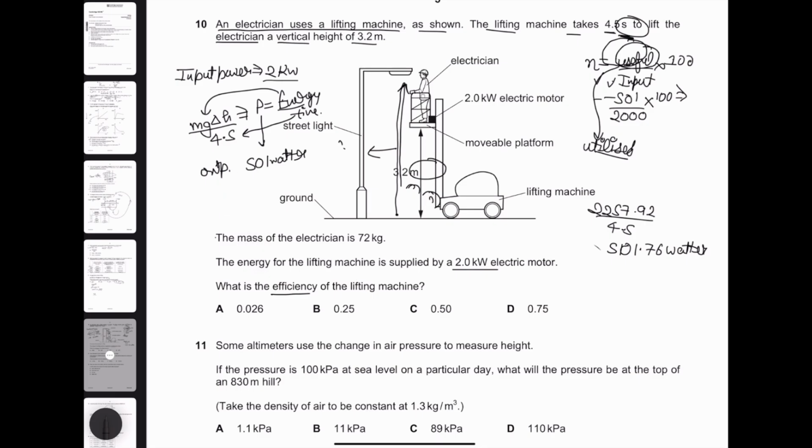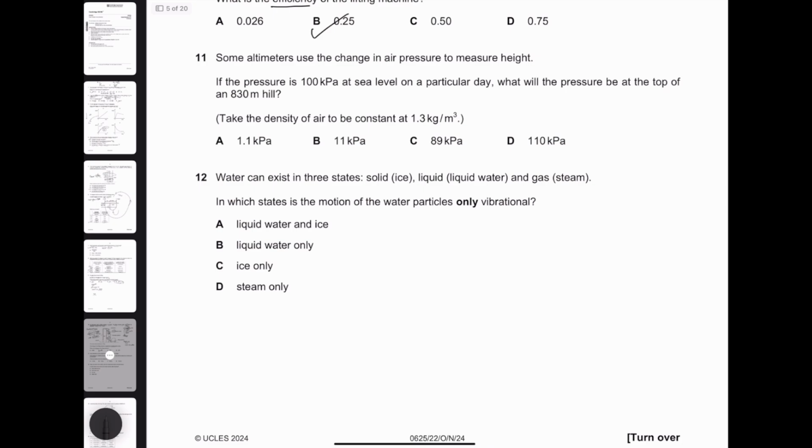And supply was how much? Supply was 2000. You have only utilized 500. So what is the efficiency? 25%. So 0.25. I hope you understood this now.